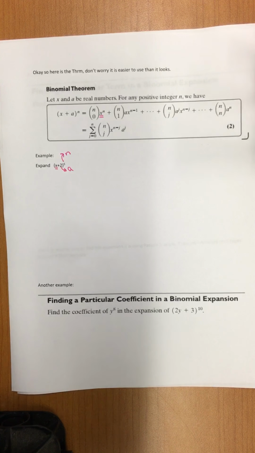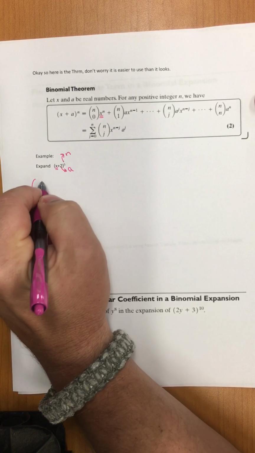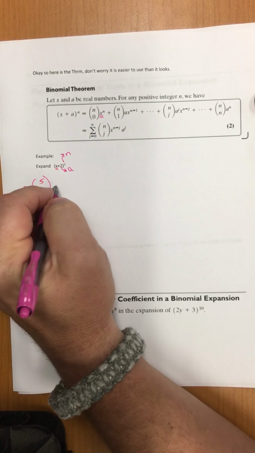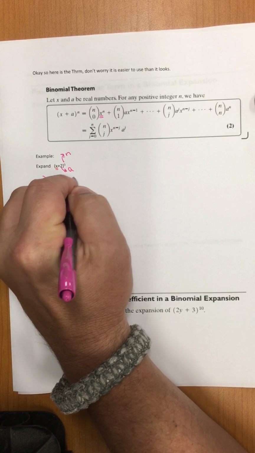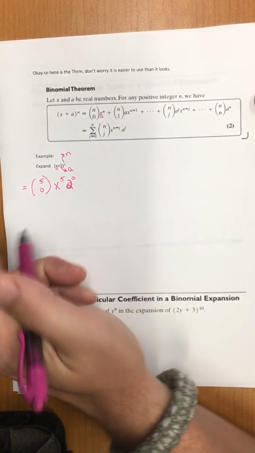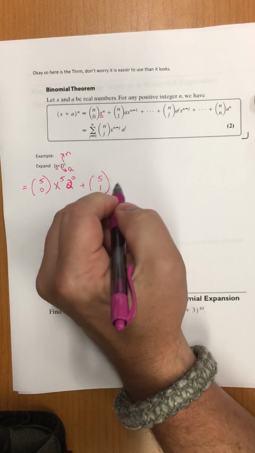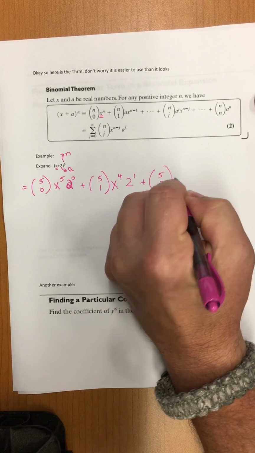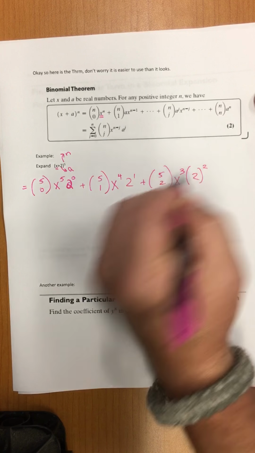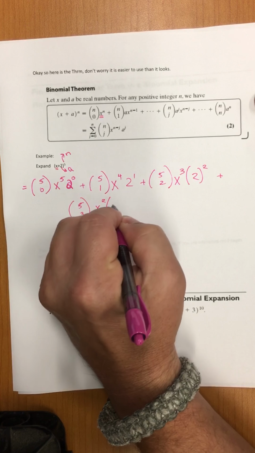And again, if you look at the pattern, it looks crazy. So hopefully you'll see the pattern when I start expanding this. So this is going to become 5 choose 0, x to the 5th power, 2 to the 0 power. These two powers should always add up to 5. Plus 5 choose 1. Now here's the trick. You take a power away from the first term and you give it to the second term. Plus 5 choose 2, x cubed, 2 squared, plus 5 choose 3, x squared, 2 to the 3rd.